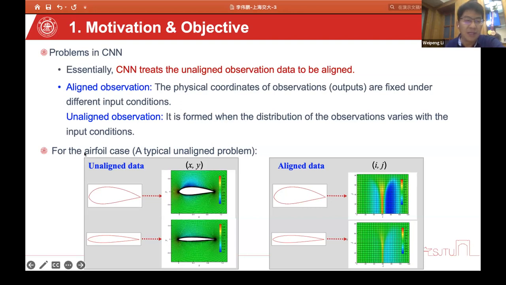For example, if we go back to the airfoil case, it's a typical unaligned problem. That means if you have a thick airfoil, the grid distribution around the thick airfoil looks like this. But if the airfoil is thin, the grid changes with the different wall boundary condition. So this problem is a typical unaligned observation problem. But usually in CNN, they just treat the unaligned data as aligned data, so they just use IJK to train the CNN network.